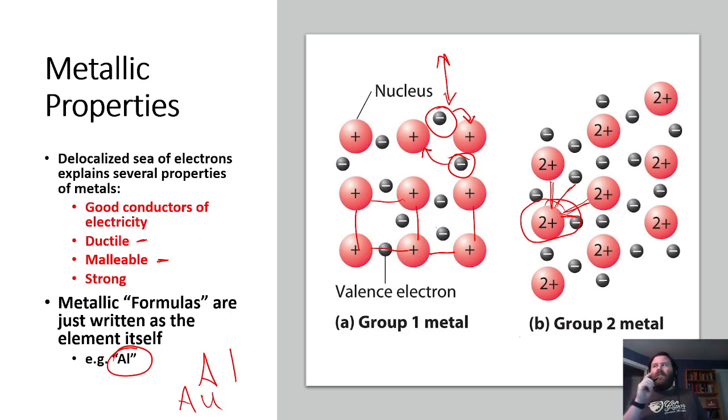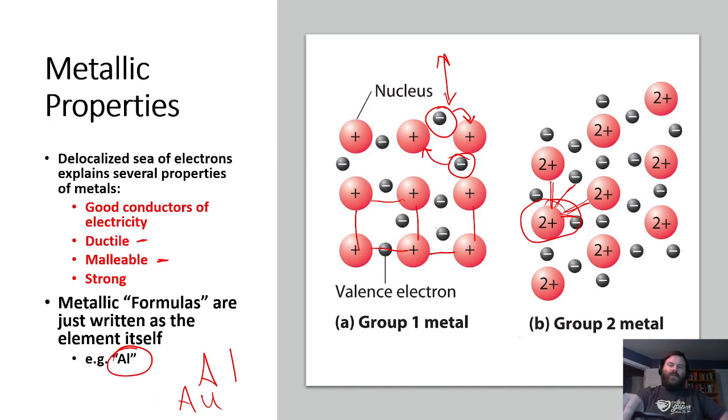Remember, the three things we need to know about bonds are: how are they formed? In this case, that's the stuff about the electron sea and the glue. What type of elements make them? So metals for metallic bonds. And being able to write the formulas for them. And in this case, it's very easy because you're just writing the name of the element and there are no subscripts or anything.